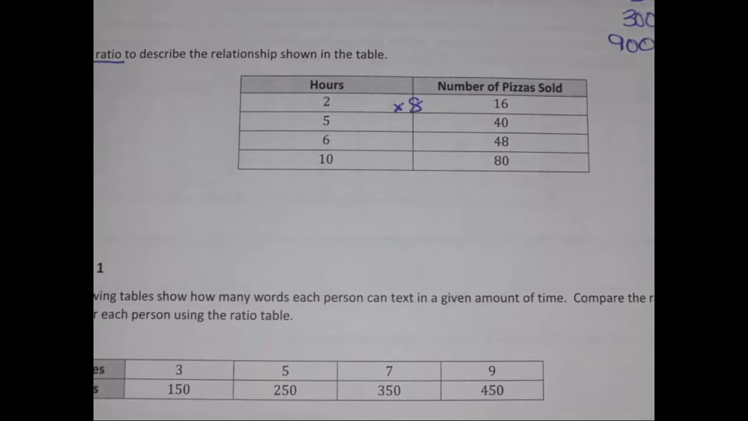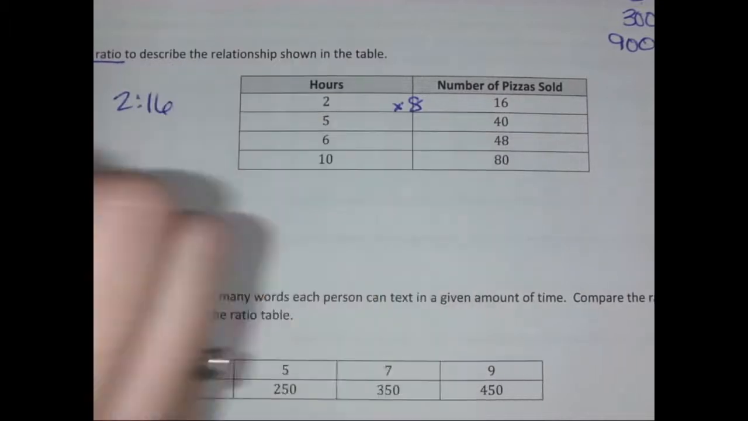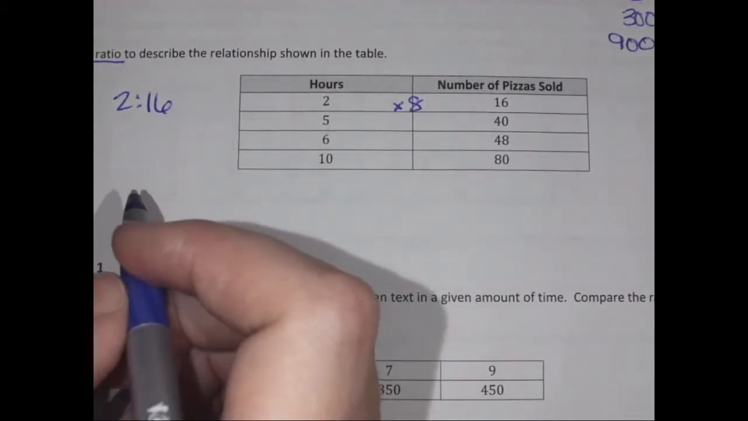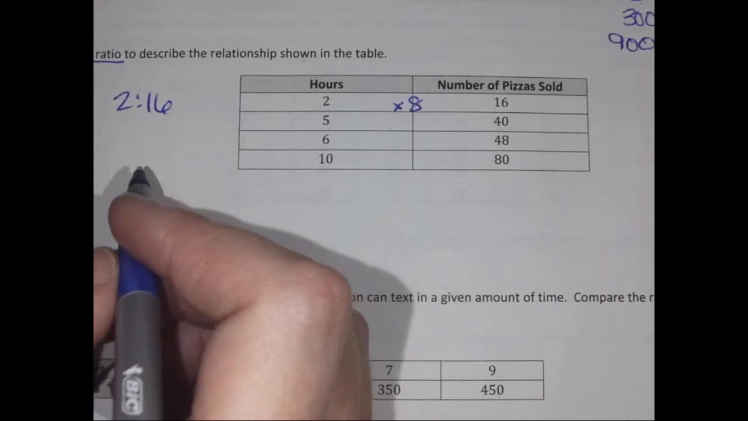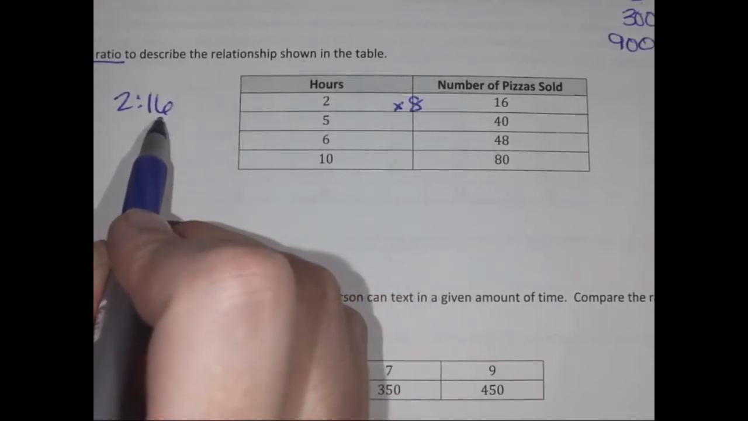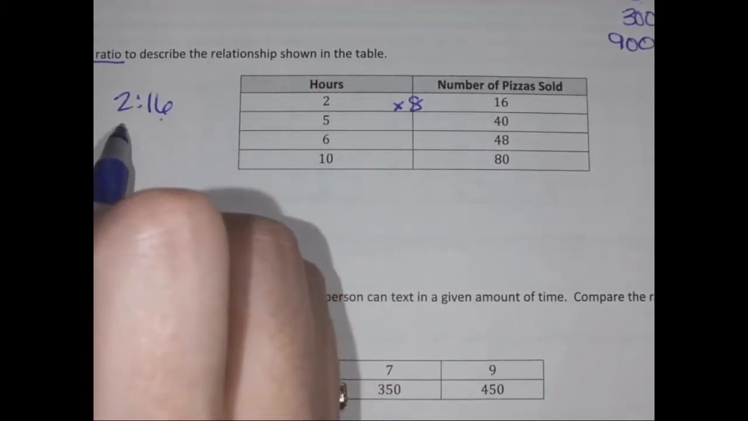Leilani. 16. Sure. 2 to 16. Can we write that in a simpler way? Devin? Yeah. What could we write? 2 times 8. 2 times 8? And then 16. Well, if you divide by 8. If you divide by 2 on this side, what do you have to do on this side?